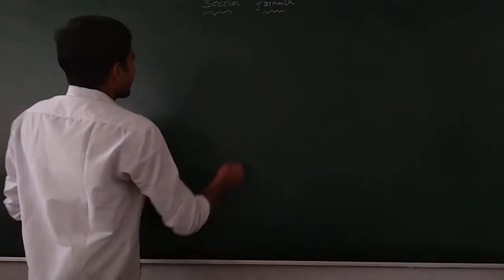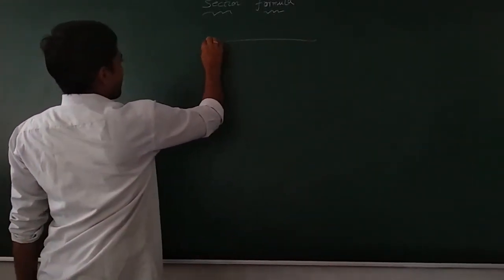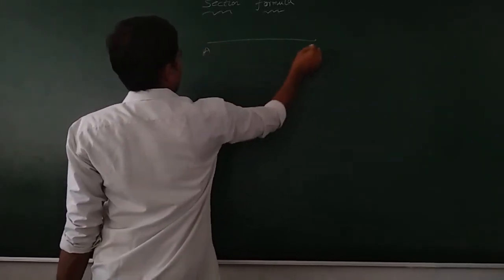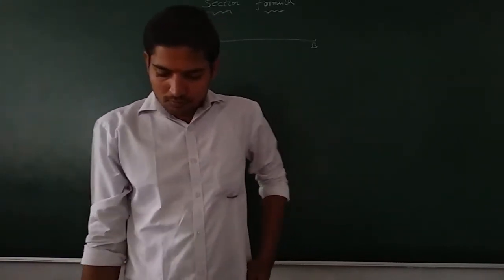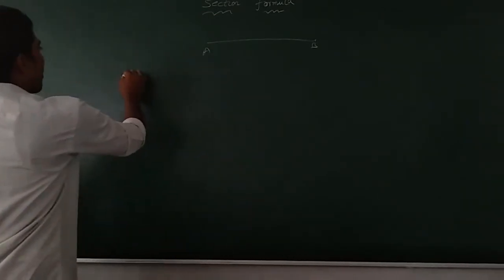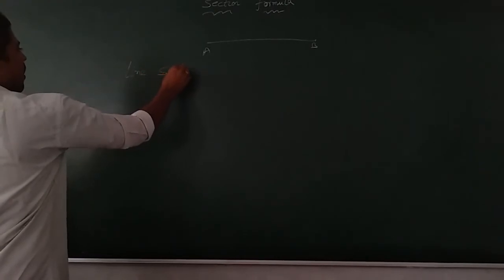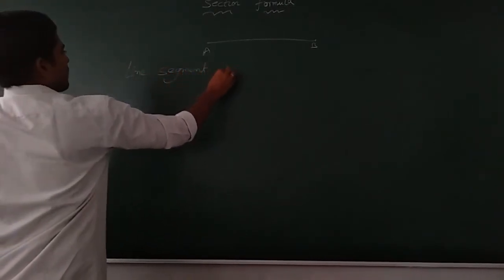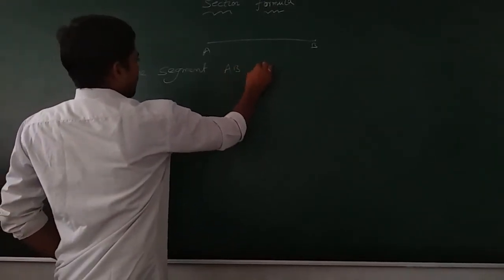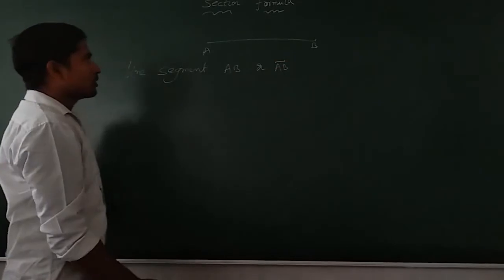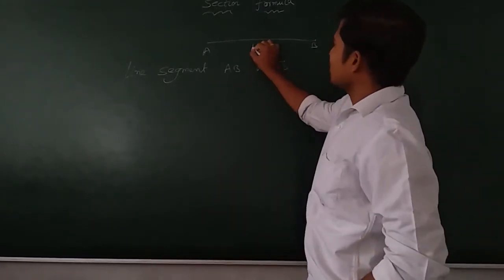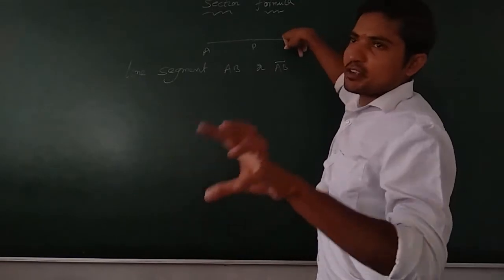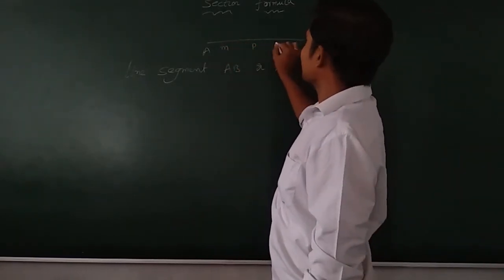Section formula. Suppose a line segment AB, with end points A and B. P is a point which divides that line segment into, suppose this is M, this is N.